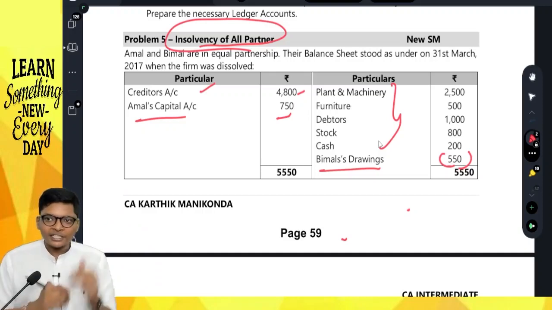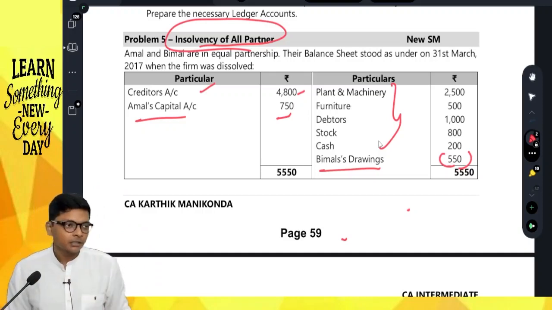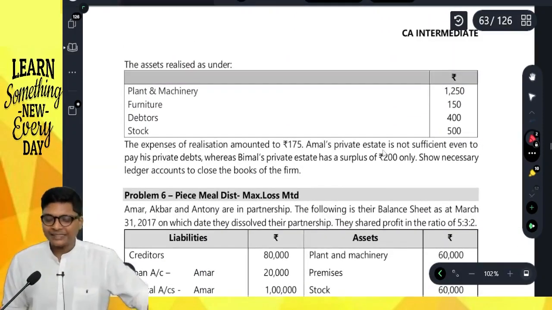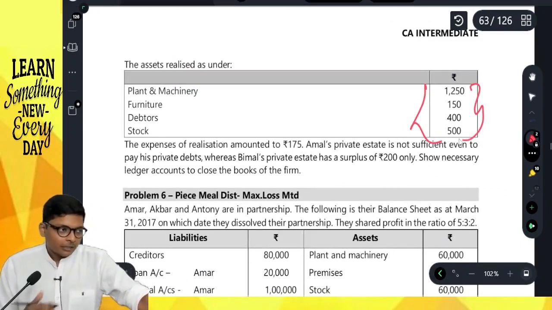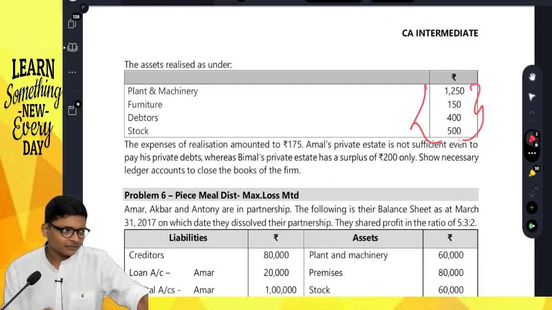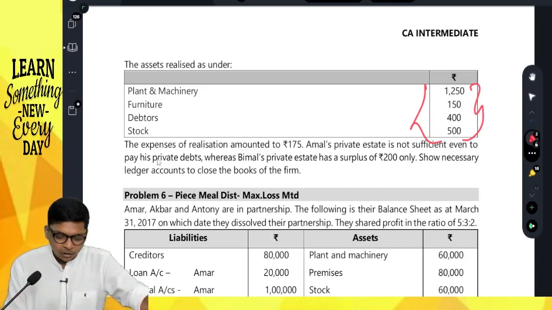Should I follow schedule 3 here? Partnership T format. Question also will be in T format. Clear guys? Come down. Assets realized as under. Fine. This is normal now. By seeing this I can't conclude it's insolvency of all partners. Values are given. Able to follow guys? No major adjustment. Okay. First, only one adjustment. What?